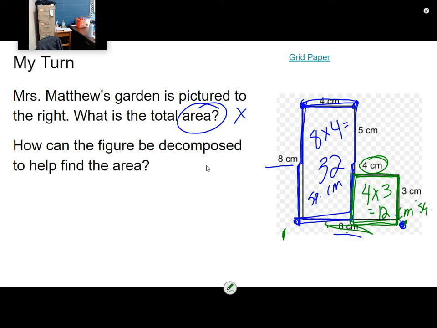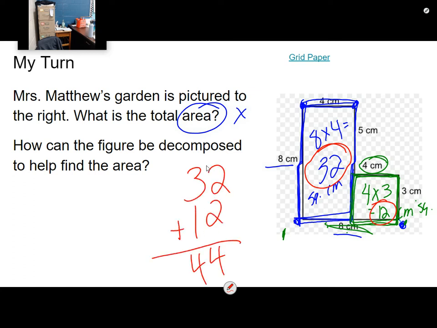So now that I have my two areas, I need to combine them to find the total. 32 and 12 need to be put together. We put numbers together with addition. So my final area is 44 square centimeters.